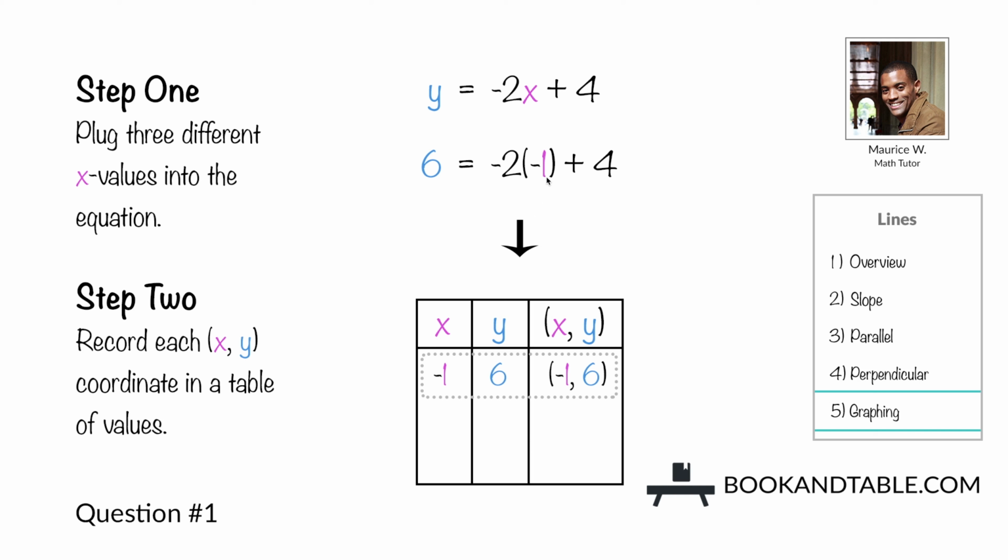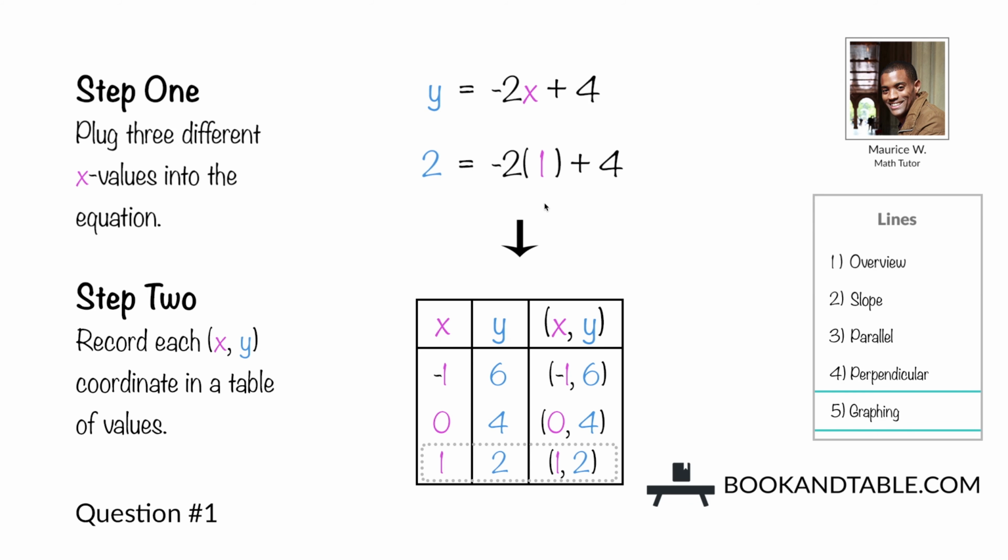So if we plug in negative 1 for x, we get negative 2 times negative 1, which is positive 2. Positive 2 plus 4 is equal to 6. So our first coordinate is negative 1, 6. We replace negative 1 with 0. 0 times negative 2 is 0. 0 plus 4 is 4. So our second point is 0, 4.